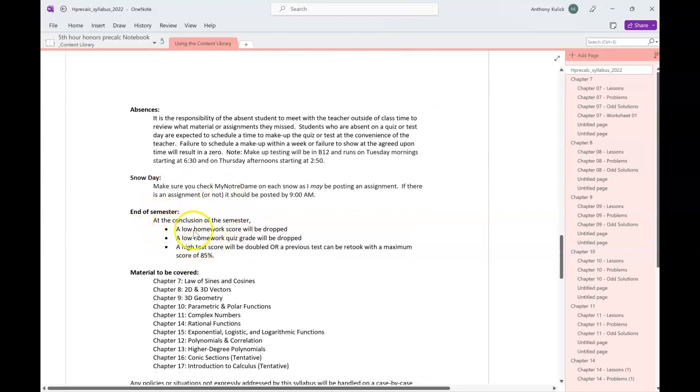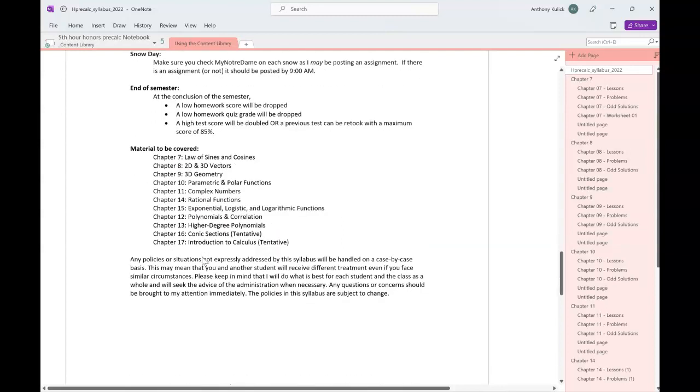At the end of the semester, we'll drop a low homework score and a low quiz grade, and then give you the option to take a double test score or to do a retake of some other test where we cap that retake at 85. And then this is the list of stuff that we're covering this semester. Up through chapter 11 is still kind of new-ish, but chapters 12, 13, 14, 15 are kind of revisiting topics from Algebra 2, so it should feel pretty familiar at that point.